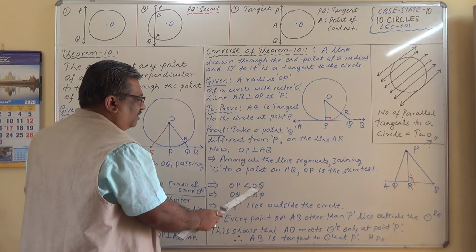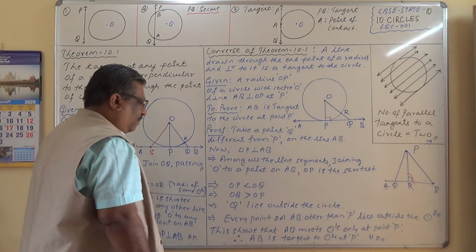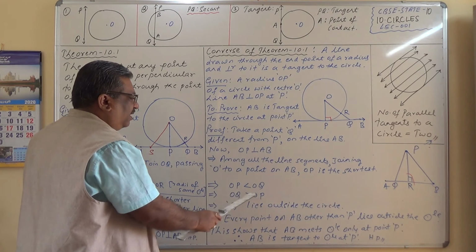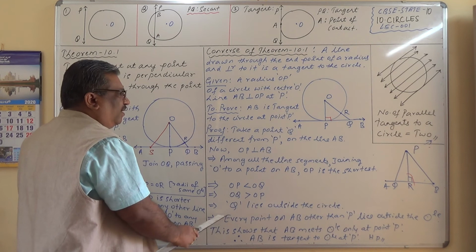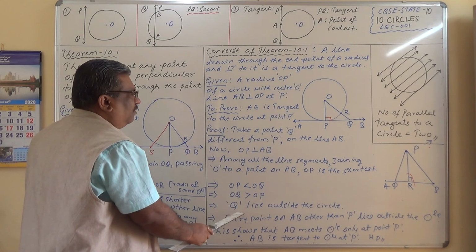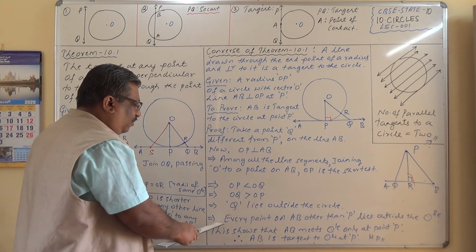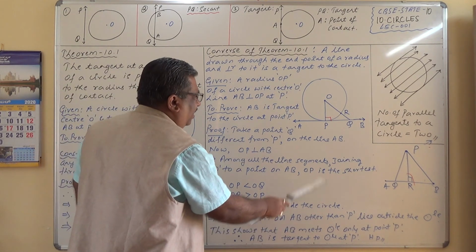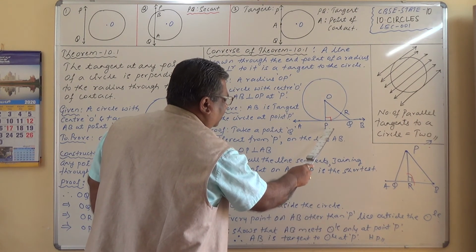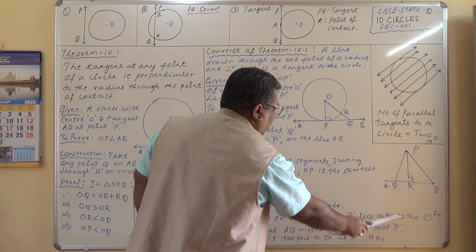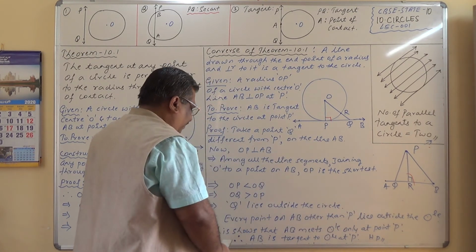This implies OP is smaller than OQ, or OQ is greater than OP. What is the meaning of this? It means Q lies outside the circle. So every point on AB other than this point P lies outside the circle.